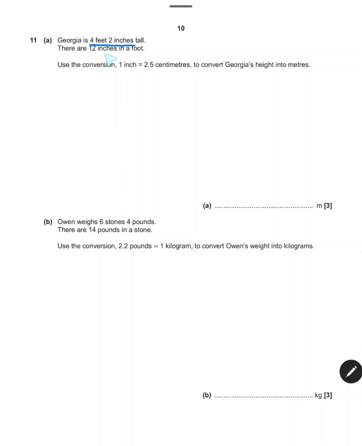And we've got a conversion that will change inches into feet. We're asked to use a different conversion, inches to centimetres, to work out Georgia's height in metres. Lots of different things going on here. What I might do first is change this 4 feet to inches, purely into inches. So let's look at that. We've got 4 feet, 2 inches, and we know there are 12 inches in a foot.